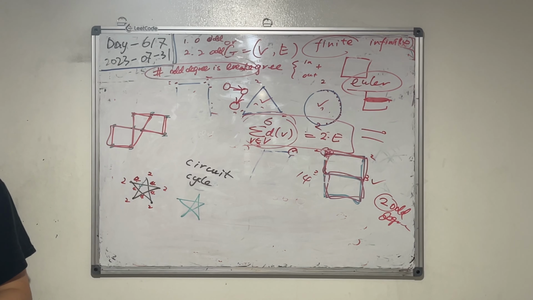So this is 2, 2, 4, 4, 4, 4, 2, 3, 3, 2, 2. So you must start from here or here, right? Start from this one. But you overlap. That's okay. We can overlap the vertex, but not the edges. Each edge is visited exactly once. Okay, that's it for today. Bye bye.